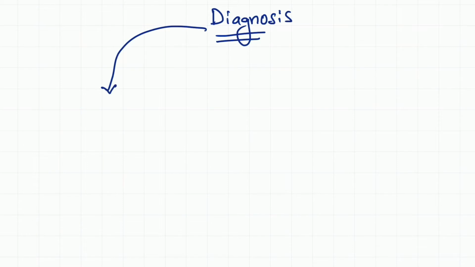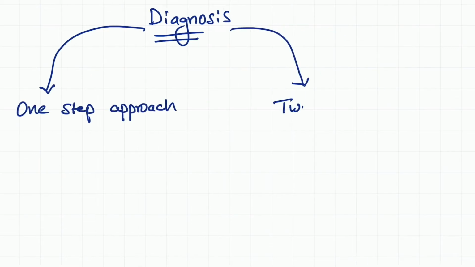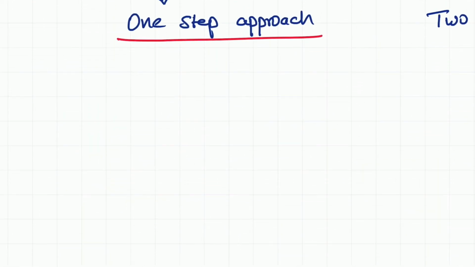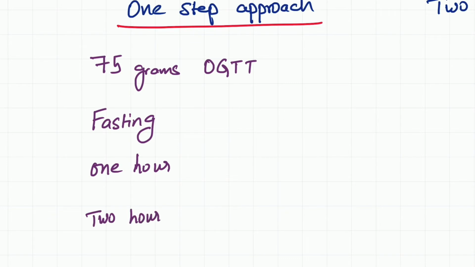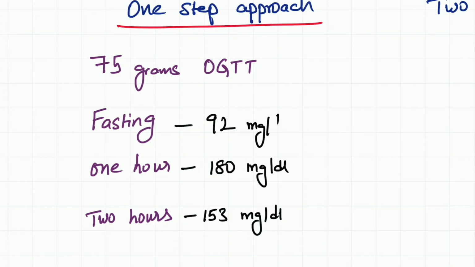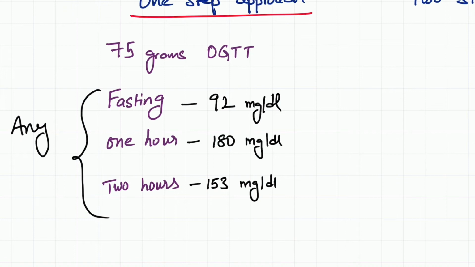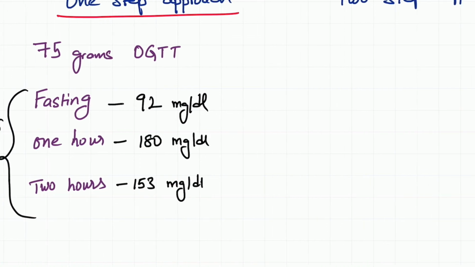So, coming to diagnosis of GDM. There are two approaches. One is the one-step approach, and the second one is the two-step approach. In the one-step approach, after a fasting of 8 hours, a 75 gram oral glucose tolerance test will be done, and plasma glucose will be checked 3 times: fasting, 1 hour and 2 hours. Fasting levels of 92 mg per dl, 1 hour 180 mg per dl, 2 hours 153 mg per dl of plasma glucose levels. Any one of these present, the patient is diagnosed as GDM.